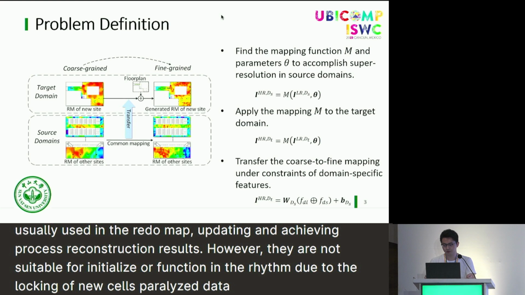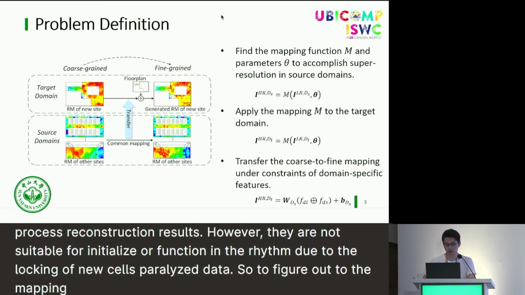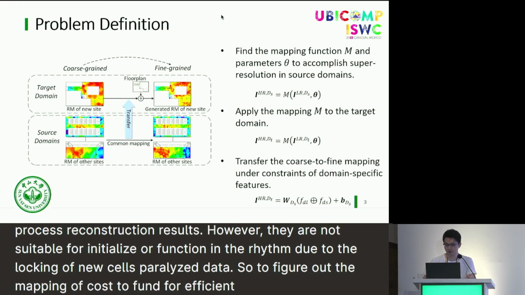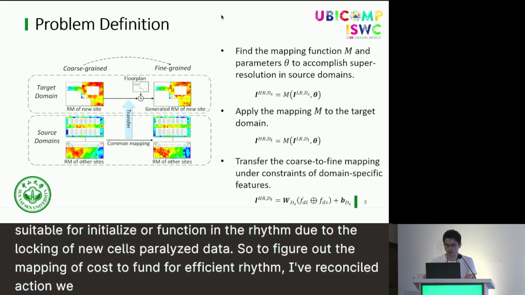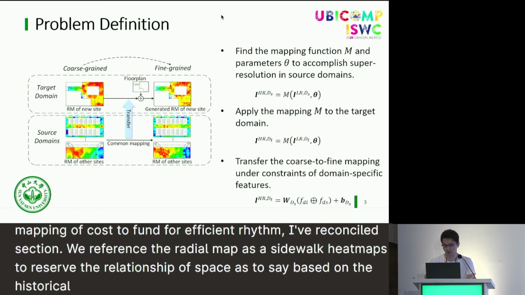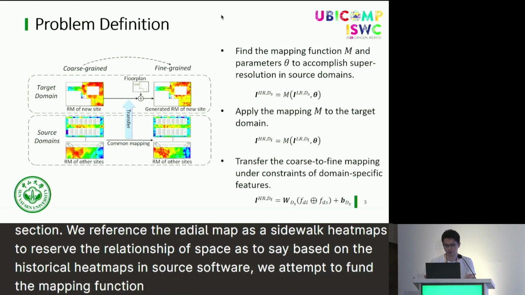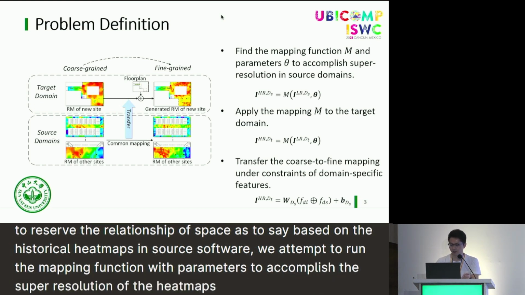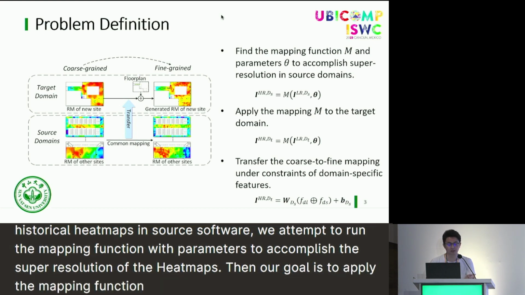So to figure out the mapping of cost to fund for efficient radio map reconstruction, we represent the radio map as several heat maps to resolve the correlation of RPs. That is to say, based on the historical heat maps in the source domain, we attempt to find the mapping function M with parameters to accomplish the super resolution of the heat maps. Then our goal is to apply the mapping function M to the target domain precisely.